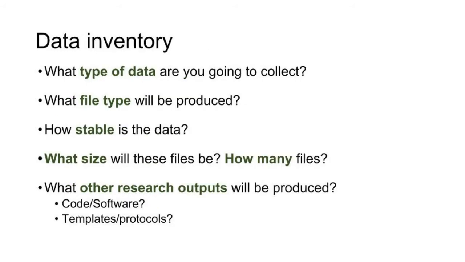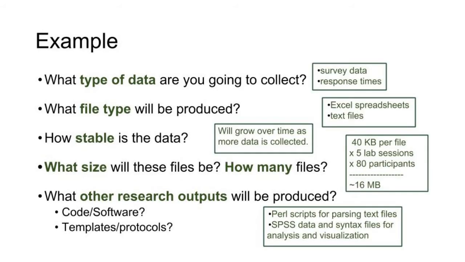Let's start with the contents of the data inventory section. This section should include the type of data you will collect, the file types that will be produced, how the data will change over the course of your research, the size and number of files, and the other research products that will be produced, such as code and templates that might be useful to other researchers. Here's an example of how I would answer these questions for one of the studies from my dissertation.